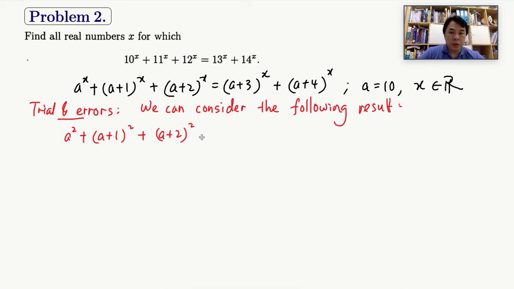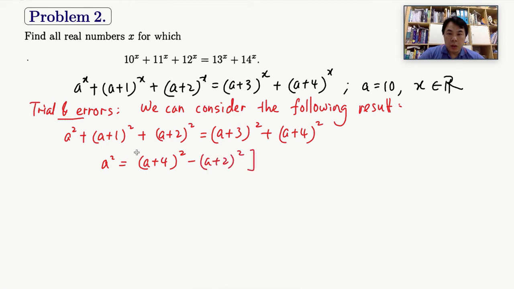Okay, we can consider the following result here, which is the same as a^3 squared plus (a+4) squared here. Right. Now, by rearranging and simplifying, for instance, from my perspective, I would actually do it this way. Okay, so I will do a squared equal to (a+4) squared minus (a+2) squared, and then the other one will be (a+3) squared minus (a+1) squared. Alright.